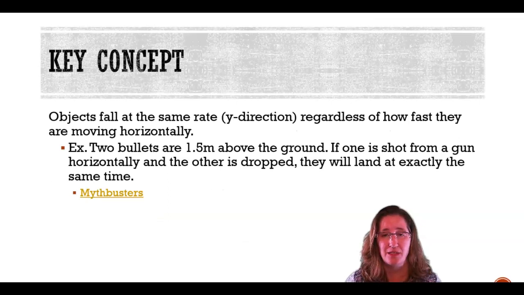So the key concept in this chapter: objects fall at the same rate, and that means in the y direction, regardless of how fast they're moving horizontally. This is really counterintuitive. It's not something that you would expect. So my example here is, let's say you have two bullets that are fired. One is fired horizontally, and the other bullet is dropped at exactly the same time. Those bullets will actually land at the same time later. So they'll take the same amount of time to fall, even though one bullet has been fired from a gun and the other bullet has just been dropped.